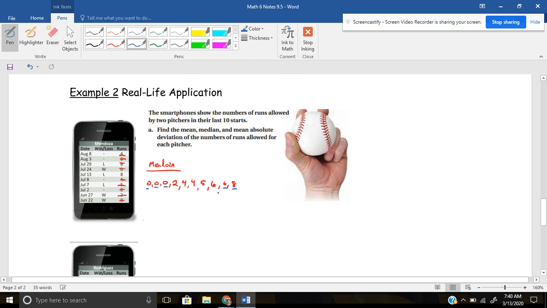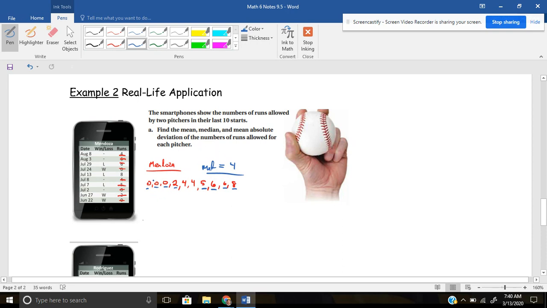Work my way towards the middle. One small, one big. One small, one big. And I get to 2 middle numbers, and it's 4. Well, what's in between 4 and 4? Well, that's 4. So the median is 4. Okay. How about the mean?